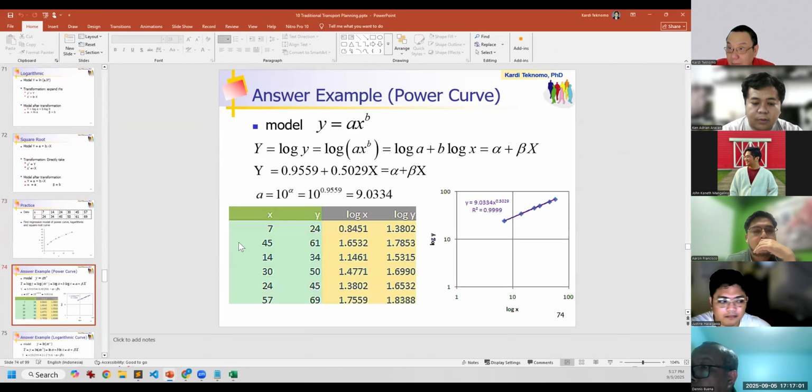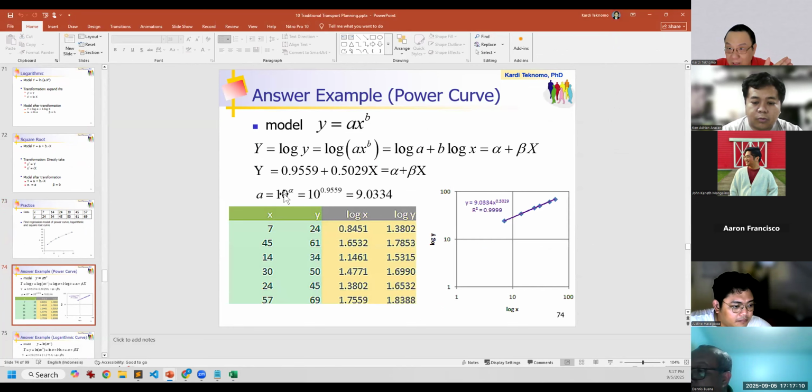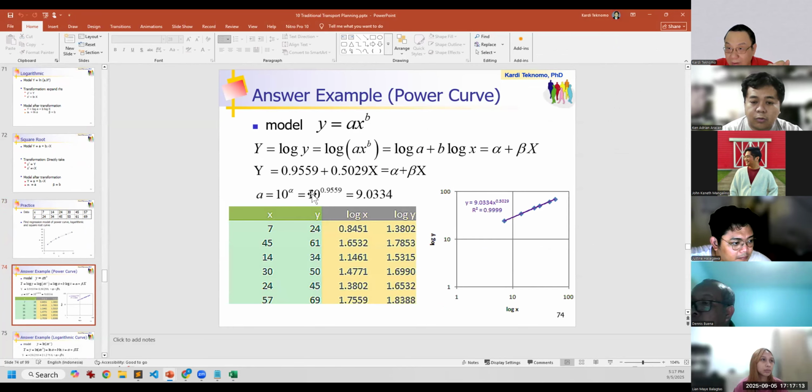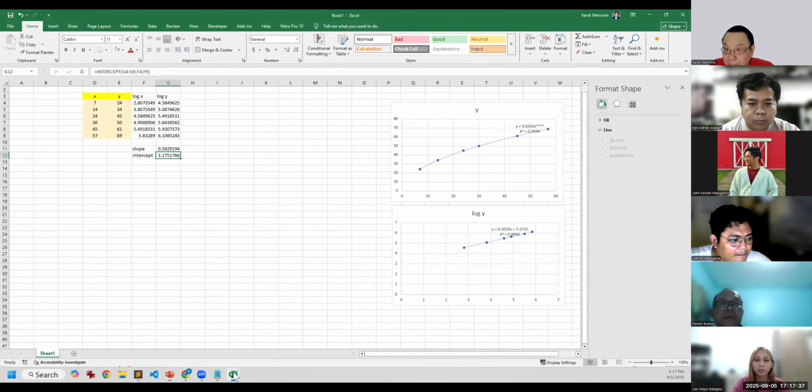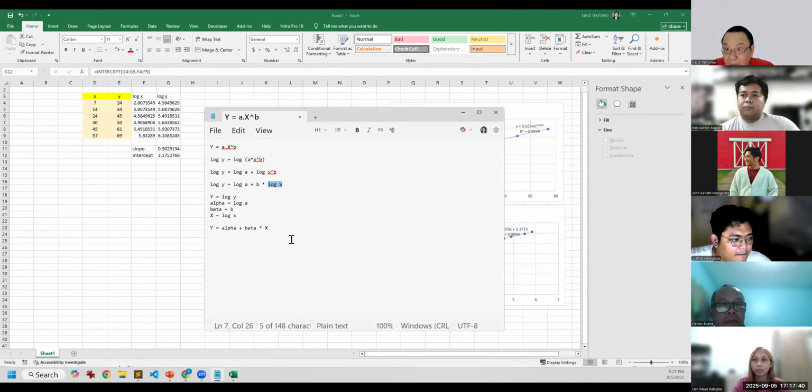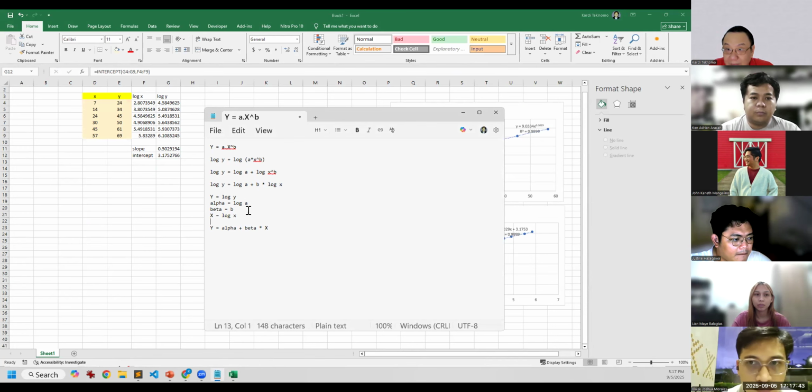In the slide I use a different base of the logarithm. In here I use 10, but in the Excel example I use 2. That's why the numbers are not the same. But if the numbers are not the same, can we actually get the correct result? Yes, you can, because basically the base does not matter, as long as you use the same base.